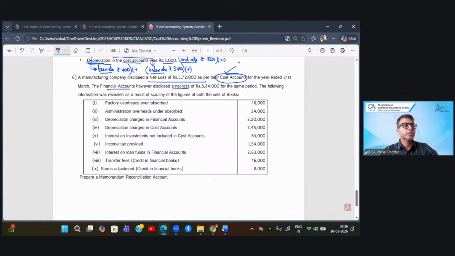We will take, let us say, the starting point as net loss of cost accounts. Now, what is given? Factory overheads over absorbed. Again, over absorbed means what? Expenses are more in costing books. Now, if expenses are more, and we are talking about the balance which is of loss, correct? So, what is the impact on the balance of loss? The loss will increase. So because of overabsorption, what is the impact on this costing loss? Costing loss is higher. So now we are looking at this sum, treating these balances as balances.